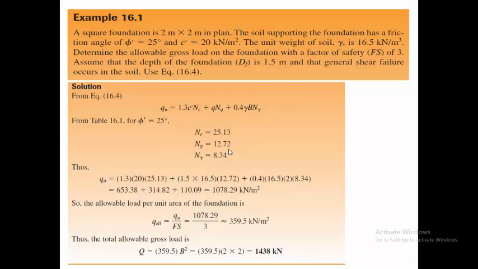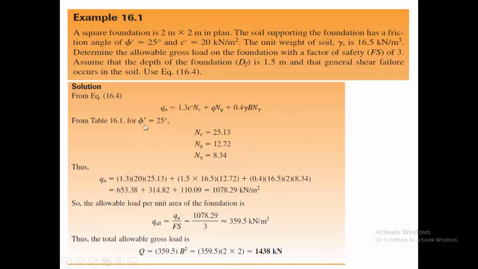So, let's solve this problem. A square foundation is 2 meters by 2 meters in plan. The soil supporting the foundation has a friction angle of 25 degrees. Cohesion is 20 kilonewtons per meter squared. The unit weight of soil is 16.5. Determine the allowable gross load on the foundation with a safety factor of 3. Assume that the depth of the foundation Df is 1.5 and that general shear failure occurs.